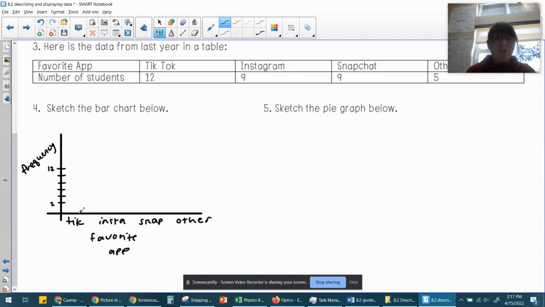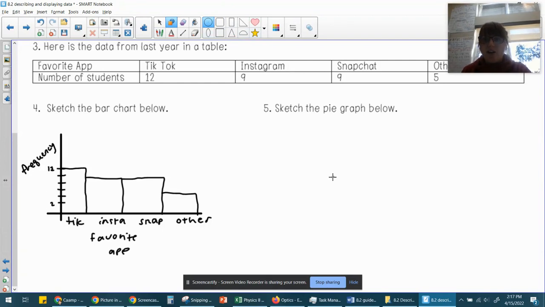For a bar chart, you've made these before. We just draw bars to represent how many students fall in each category. So there were 12 in TikTok, and then 9 in Instagram, 9 in Snapchat, and then 5 in that other category. And that's it. That's a bar chart.